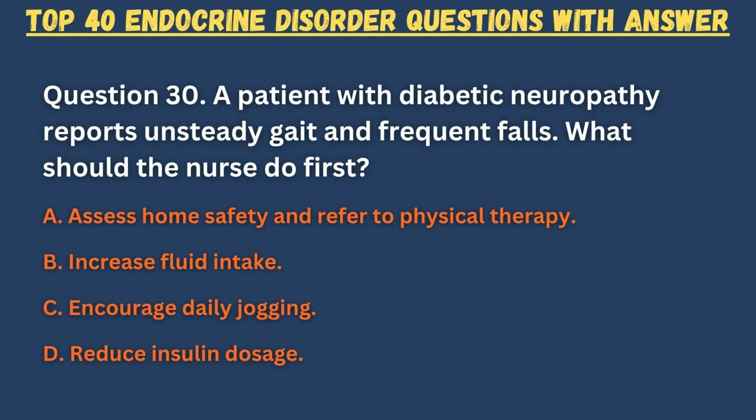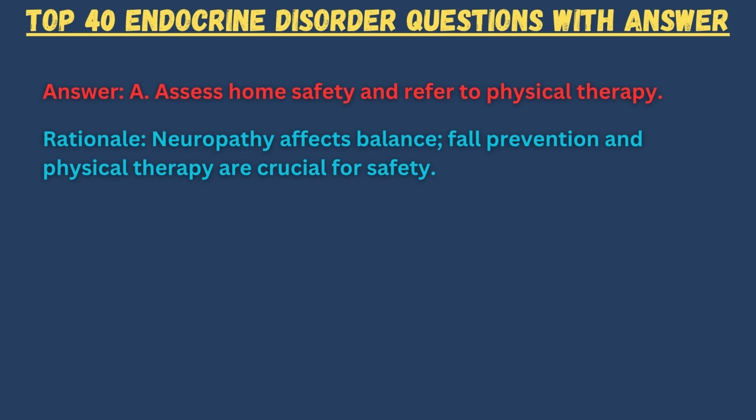Question 30. A patient with diabetic neuropathy reports unsteady gait and frequent falls. What should the nurse do first? A. Assess home safety and refer to physical therapy. B. Increase fluid intake. C. Encourage daily jogging. D. Reduce insulin dosage. Answer. A. Assess home safety and refer to physical therapy. Rationale. Neuropathy affects balance. Fall prevention and physical therapy are crucial for safety.